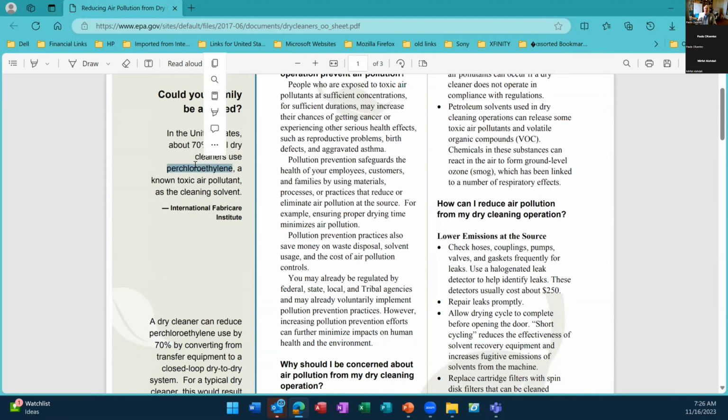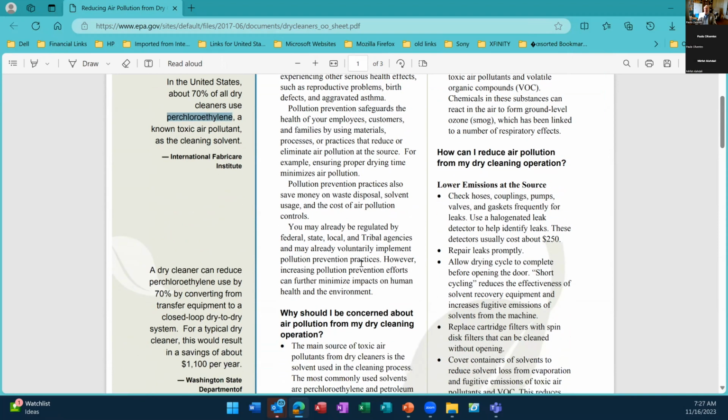Perchloroethylene is really one of the major air pollutants that were used for dry cleaning, but not anymore. Now, many dry cleaning operations have a sign, "No perc." No perc means they are not using perchloroethylene. So they put a sign in front of the door to make sure the customer knows that their shop is clean.